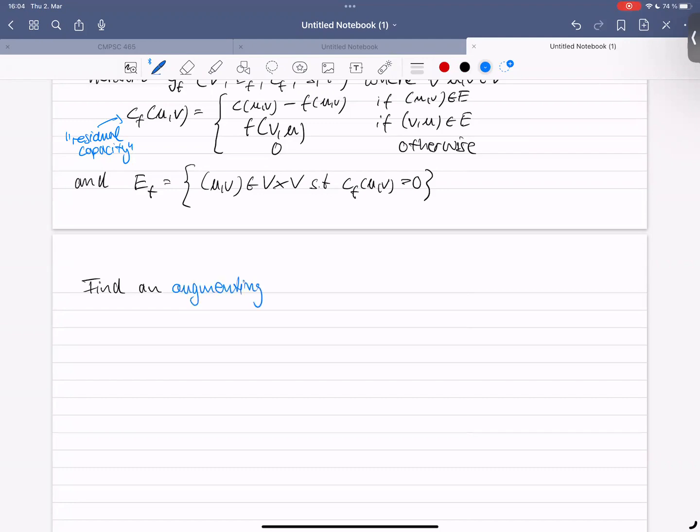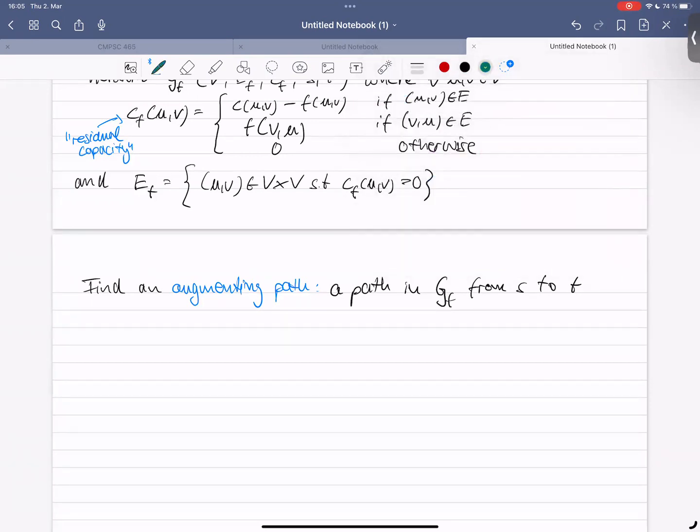augmenting path, which is simply a path in G_F, meaning the residual network, given flow F, from S to T. Okay, and what we have done intuitively in the example before, and which is really the only possible way to do it, is that we have looked for the edge with minimum capacity along this path, because this restricts us to how much flow we can send on this path. And this is exactly the general principle.